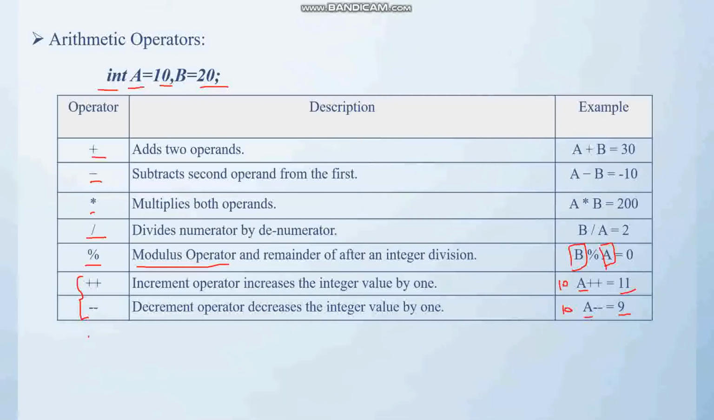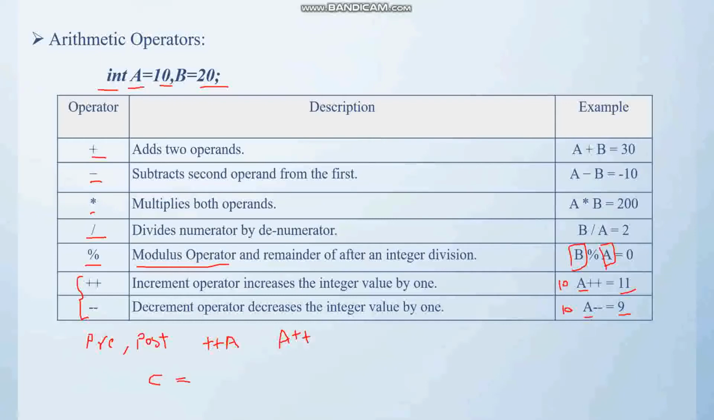Now understand this concept in detail. These operators can be used in two ways: pre and post. In pre mode, for example pre-increment, the increment is first performed on the operand, so plus plus a. In post-increment we write a plus plus. So what is the difference between these two operations? Let's understand with an example.